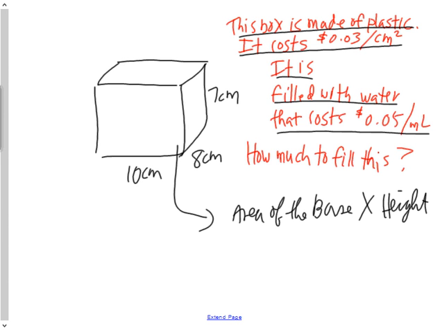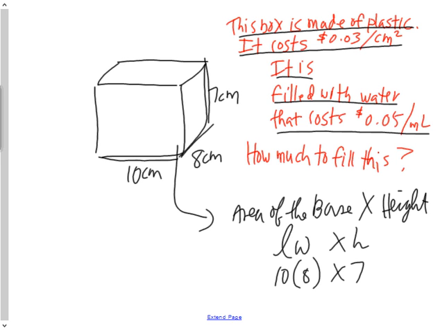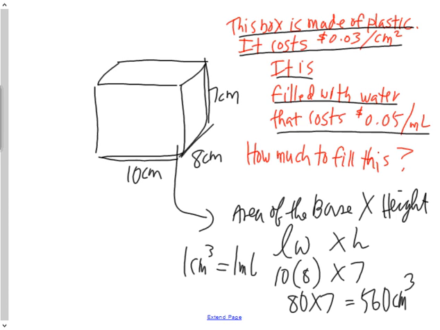A rectangular prism, however, does not have a circular base like our cylinder did. It has a rectangle. So we're going to use length times width for the rectangle, multiplied by the height of the prism. The length is 10. It's right here. The width is 8, multiplied by the height of the prism, which is 7. We're going to have 80 multiplied by 7, which is going to be 560 centimeters cubed of space inside it. And again, 1 centimeter cubed has a volume of 1 milliliter. Remember that 1 centimeter cubed can occupy 1 milliliter of water.